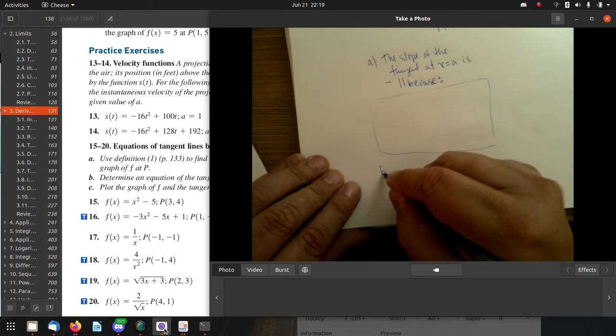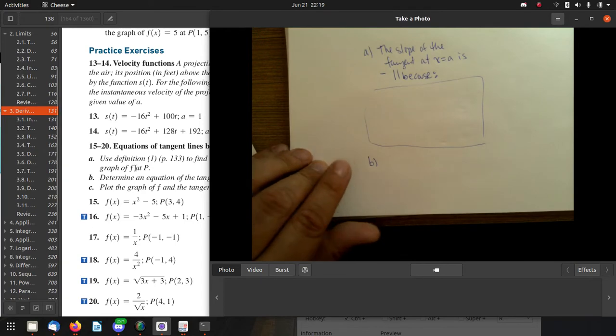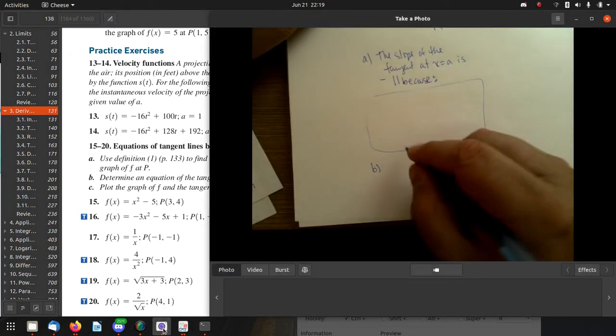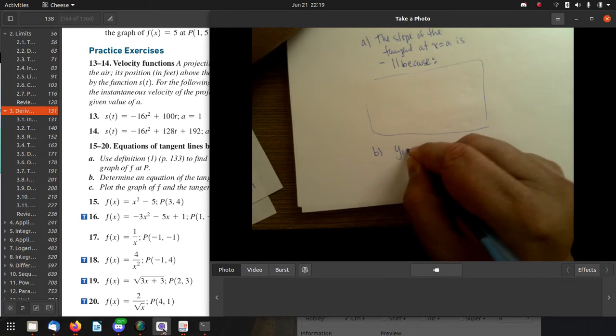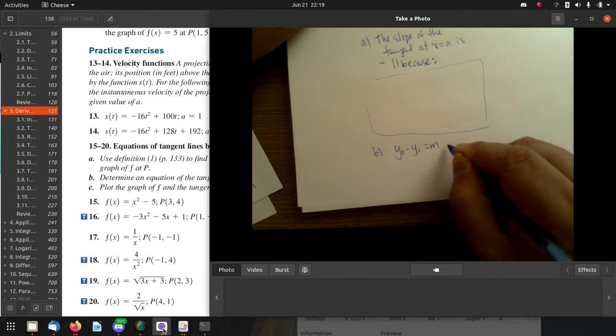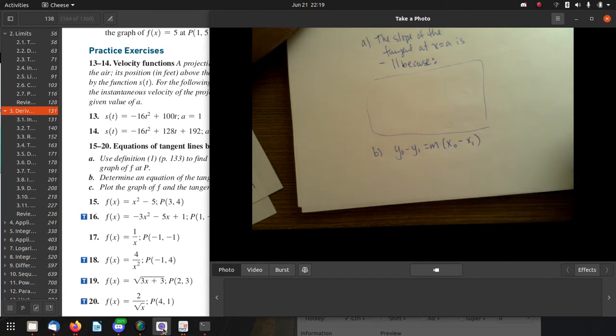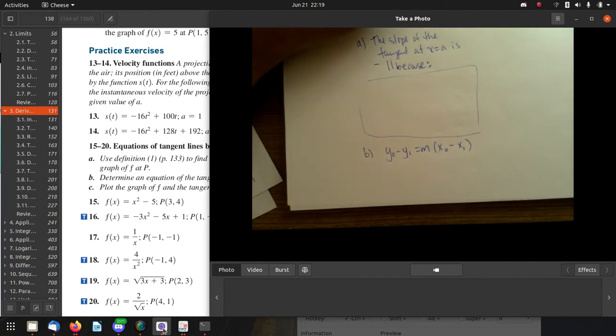And then we'd skip down to part B. Let's take a look at part B. I think we can do part B pretty easily here. So determine an equation of the tangent line at P. So yeah, that should be pretty routine. You might remember that I said your best friend here is point slope form, which is this guy. And again, pause the video.